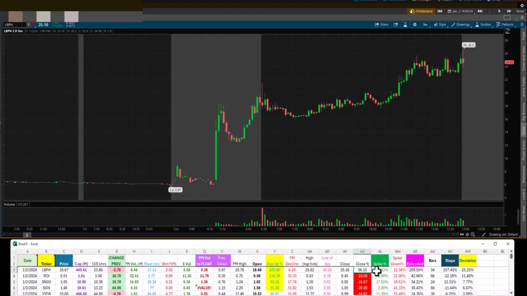and then you can see how much it spiked up. For example, if we go here to the opening price, we go up, it spiked up 39%, spiked down 12, and closed at 36. And then this is another metric that you could use. You could see how many bars.